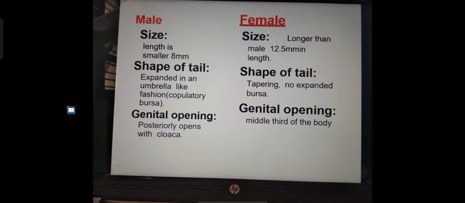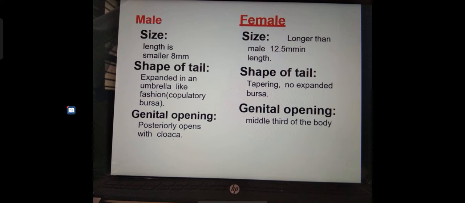Coming to the morphology of this parasite, the male is smaller and the female is longer. In all these worms, the male is smaller and the female is a little bit larger. The male length is 8 mm and the female length is 12.5 mm. One interesting point is that the shape of the tail is different in male and female. In the male, the tail is umbrella-like, a copulatory bursa.